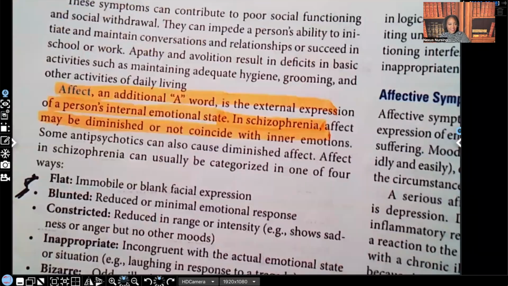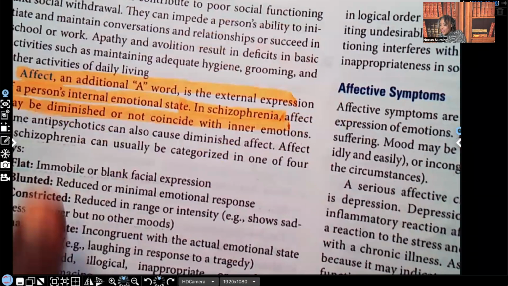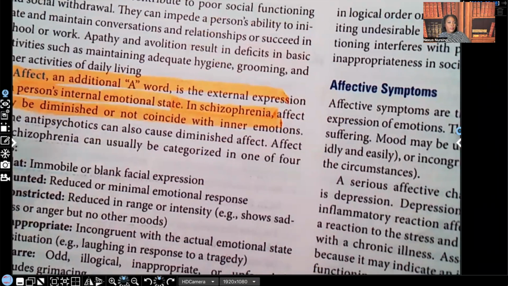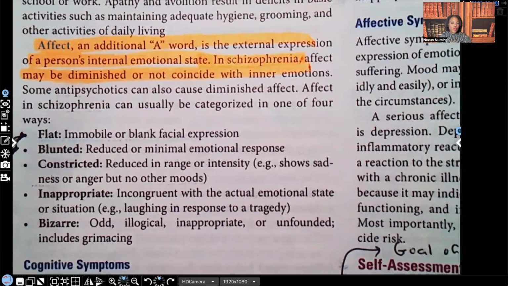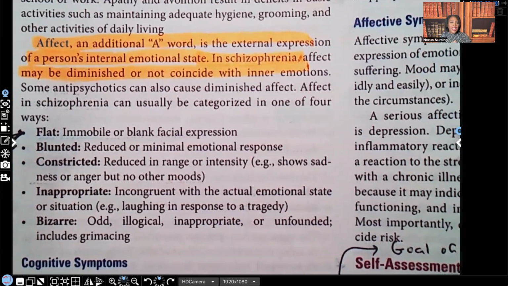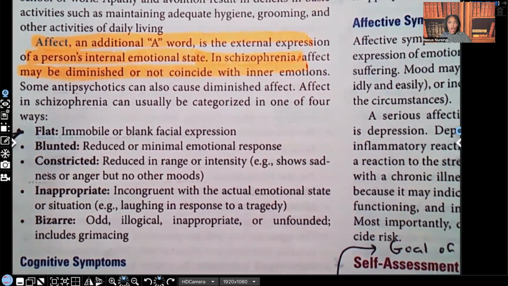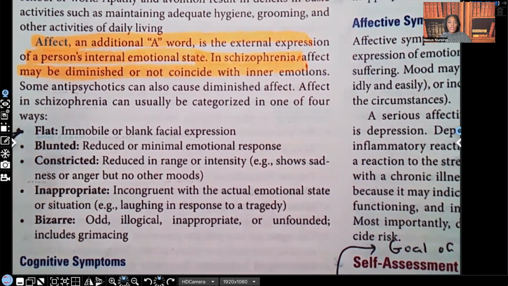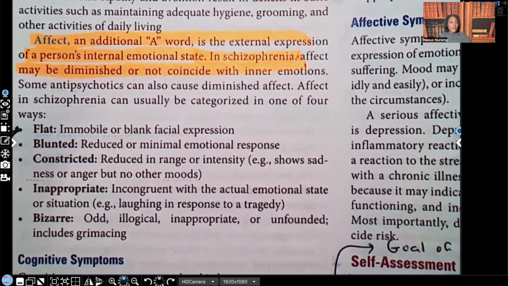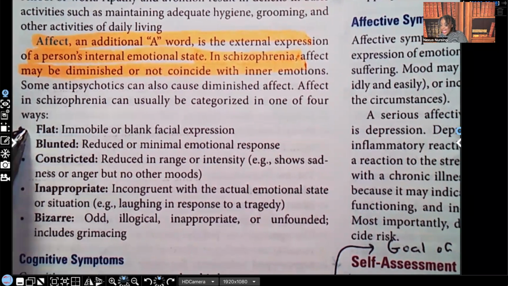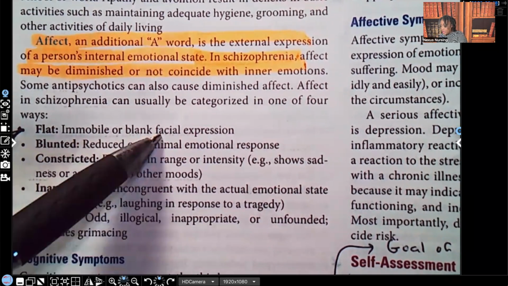Speaking of affect, an additional A word, affect is an external expression of a person's internal emotional state. In schizophrenia, affect may be diminished or not coincide with the inner emotions. So the patient is happy, but you can't see that on their face. Or they're frustrated, they are boiling, but you can't see that on their face. So they might be ready to punch you in the neck and you'll have no clue. So flat affect, that's immobile or blank expression.